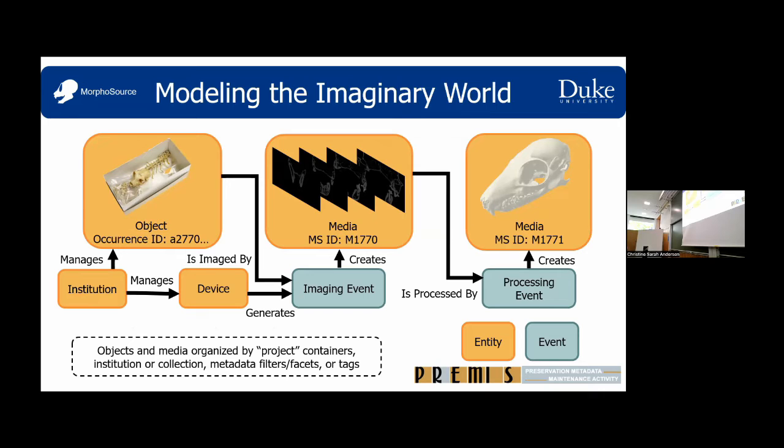In MorphoSource, we have a number of these entity and event records. We can talk about it narratively: we have an institution record that is associated with a physical object because the institution manages that. The institution also manages a device. We usually call institutions organizations, so you'll hear me use that term. Devices are used to image objects through a metadata record called an imaging event to create media, which can then be processed via a processing event to create media. Each of these record types has its own metadata profile.